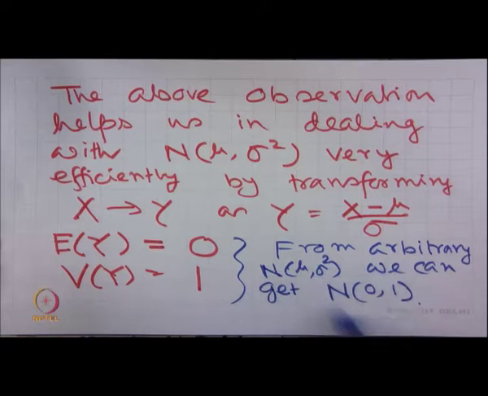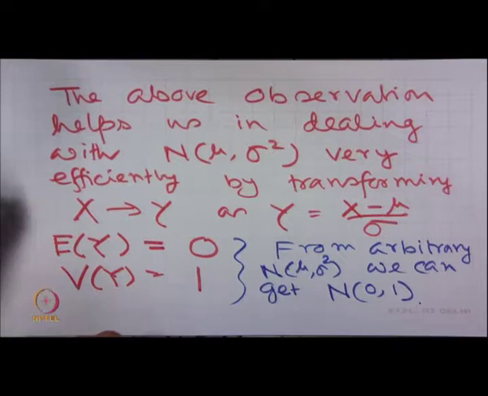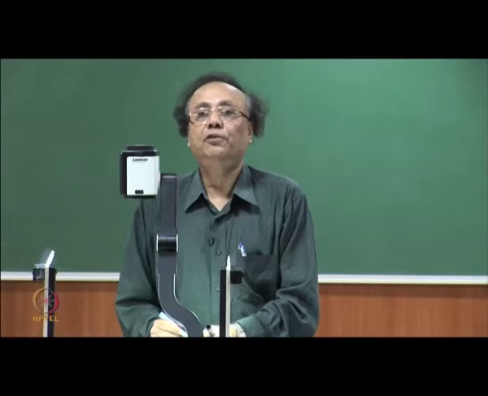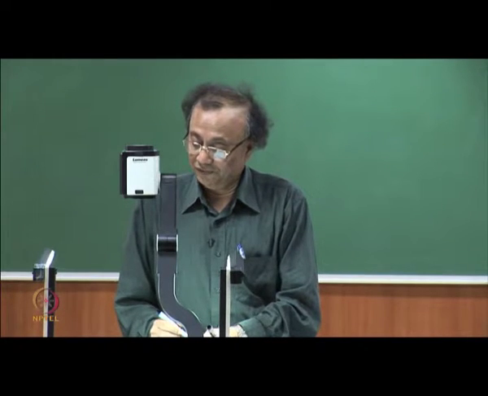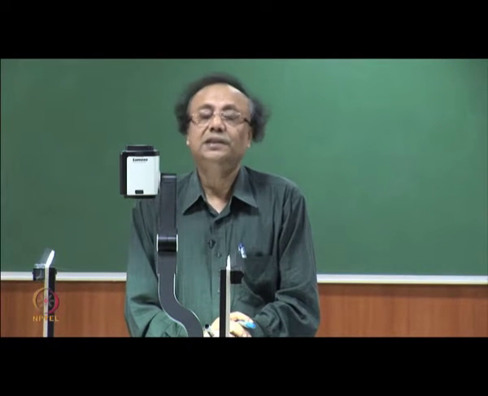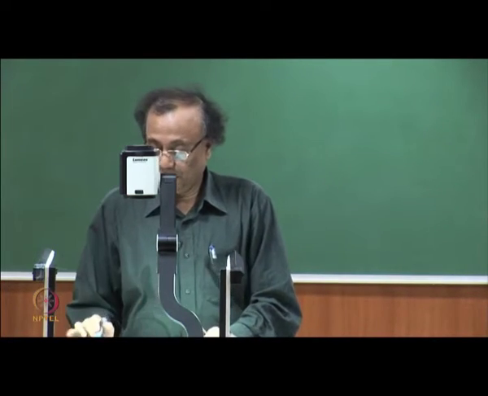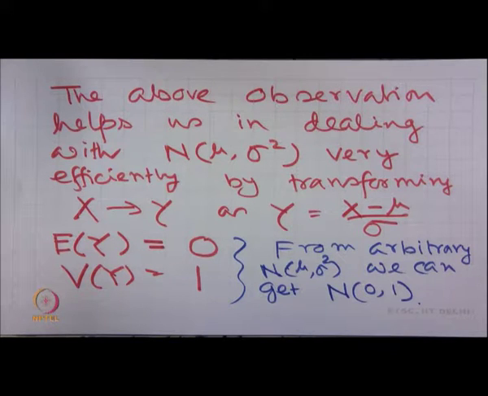And why do we use normal 0, 1? Because that makes our life simple. Even if you look at it from the moment generating function, for standard normal the moment generating function is e to the power t square by 2, but for arbitrary mu and sigma the moment generating function becomes e to the power mu t plus half sigma square t square, and therefore, dealing with that mathematically becomes more complicated.